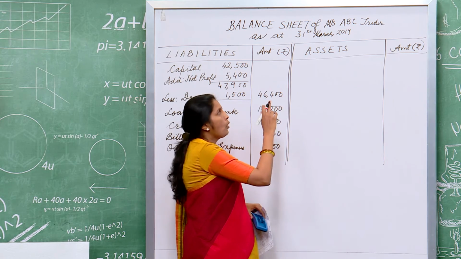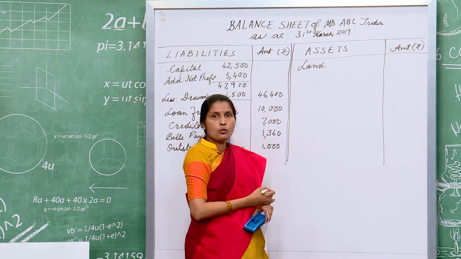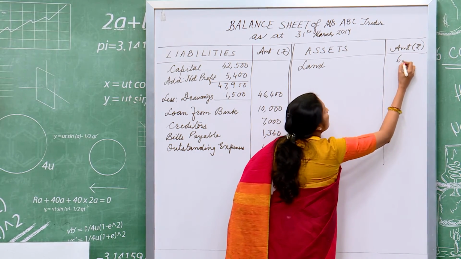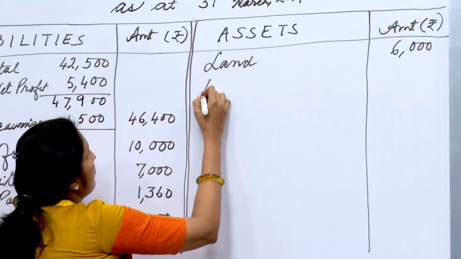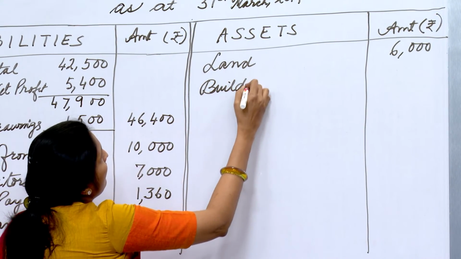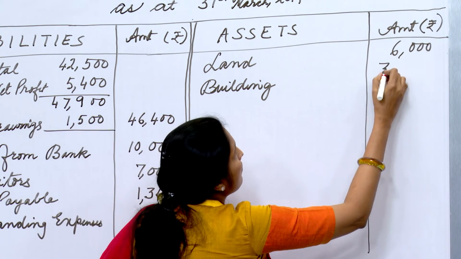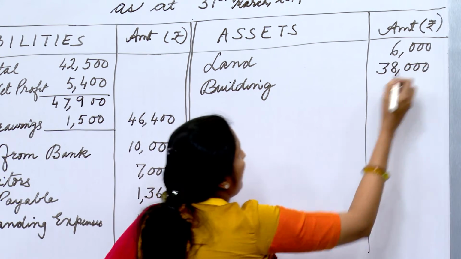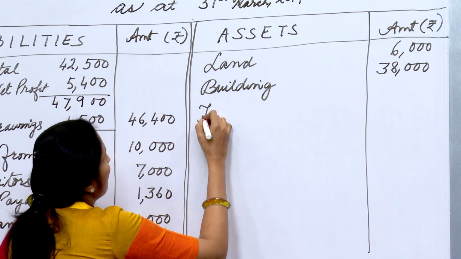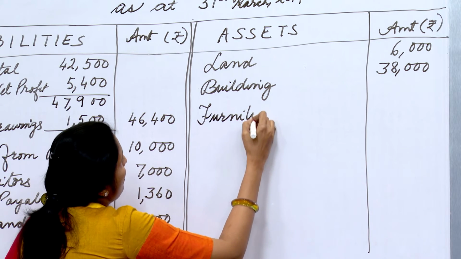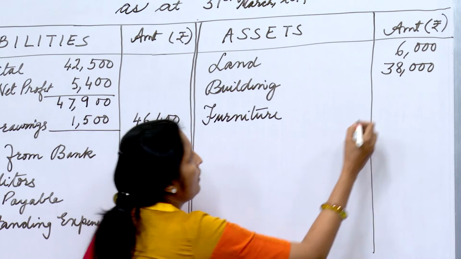On the asset side, with the more permanent asset, we'll have land. So land, the value given to us is 6,000. Next we have building. The amount for building given to us is 38,000. Next item on the asset side will be furniture. The amount of furniture given to us in the question is 10,500.